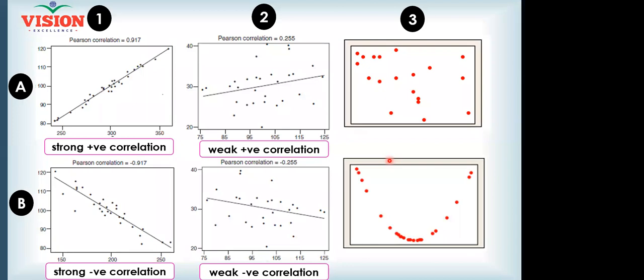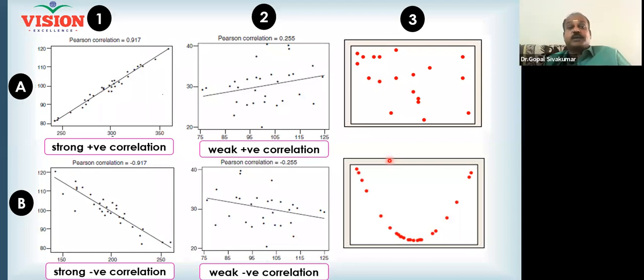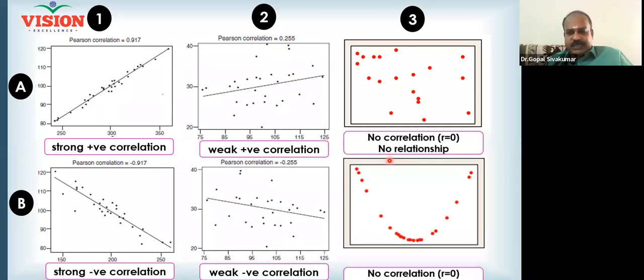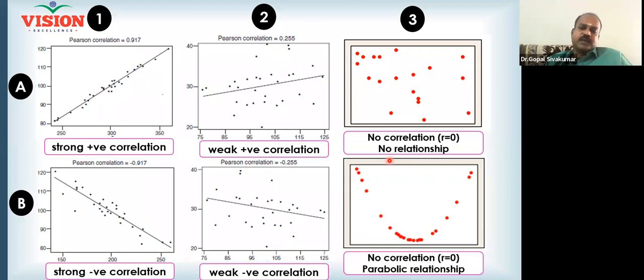What is this? Curved relation. Correlation checks whether there is a linear relationship or not. So in the first case, there is no correlation, also there is no relation. But in the second case, there is no correlation, but there is a parabolic relationship. Parabolic means curvilinear. Parabolic means second degree equation. Right?